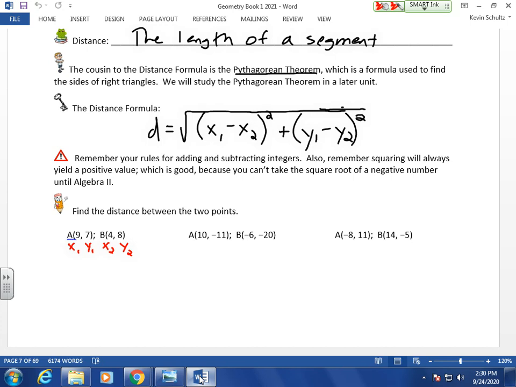Which one do you want to do? I should ask you, which of these would you like to do? The first, second, or third? Colin? Second, fine. Lots of negatives there. That's not a bad choice. So again, we'll identify x1, y1, x2, and y2.